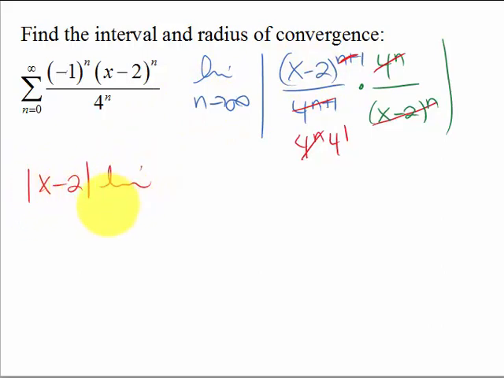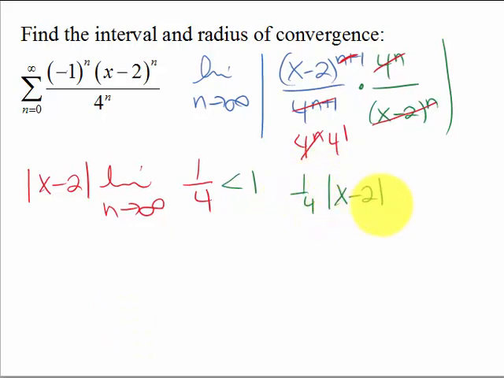And so then we have the limit as n goes to infinity. And what we have left here is just 1 over 4. So as we look at this, it looks like all of our n's canceled, and so this limit is just 1/4. And so we need this whole thing to be less than 1. So we basically have 1/4 times the absolute value of (x - 2) needs to be less than 1.